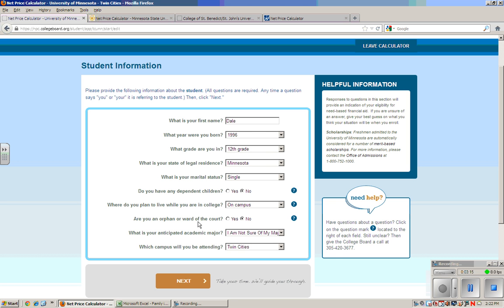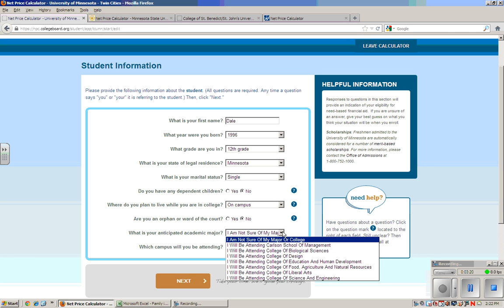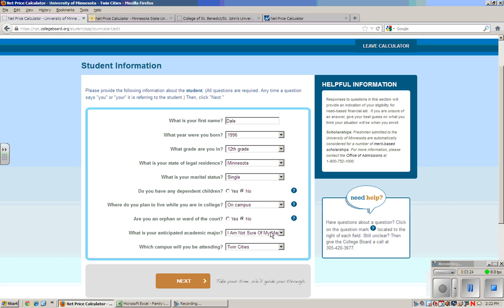Notice here, though, we have an orphan. In this case, they're also asking you for your academic major or which college you intend to apply to. If you're not sure, you can just say that, and then the campus you'll be attending.